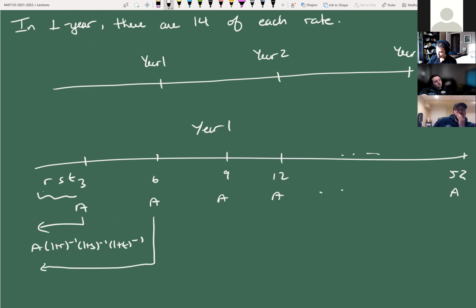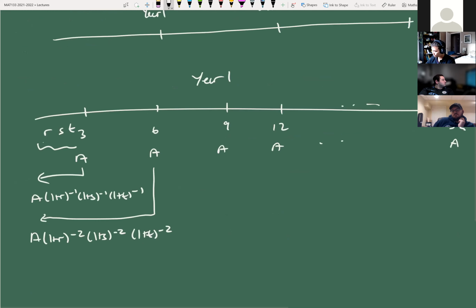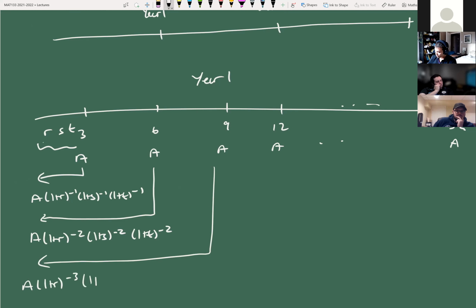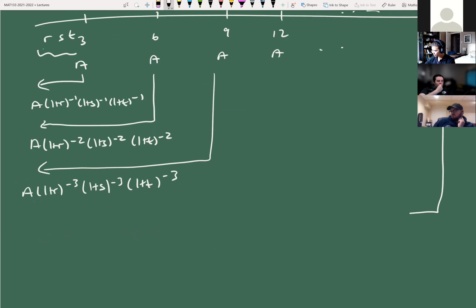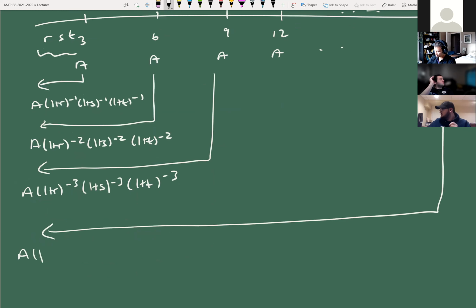When I pull this one back, I see each period twice. So this is A, (1+R)^-2, (1+S)^-2, (1+T)^-2, and so on and so forth, right? So this one would come back and I would see 3 of each period: (1+S)^-3. And so after 1 year, this is what, 14 time periods? So A, (1+R)^-14, (1+S)^-14, (1+T)^-14, sorry.